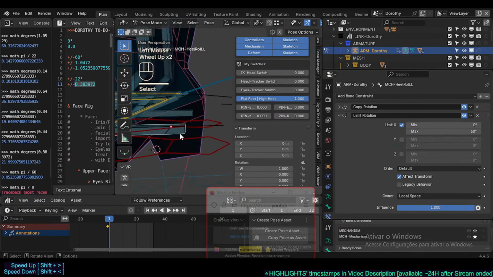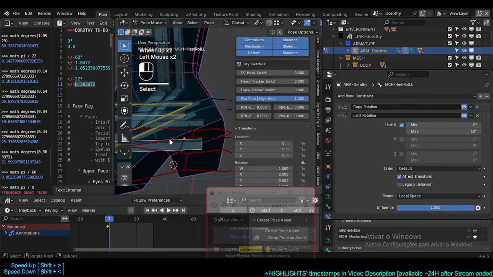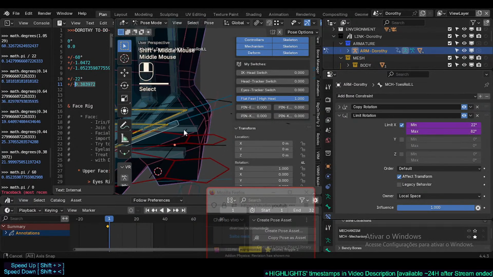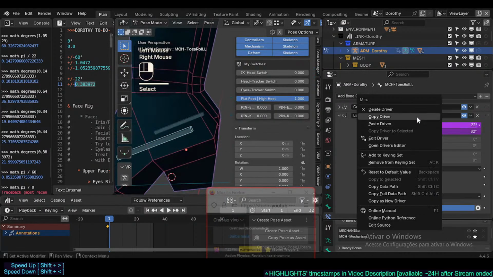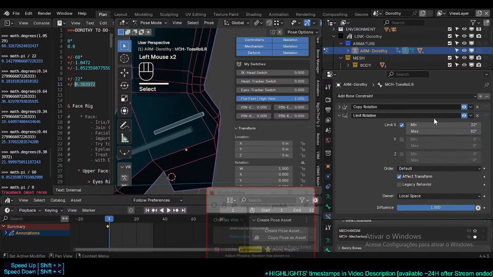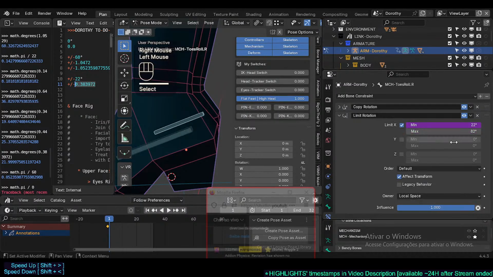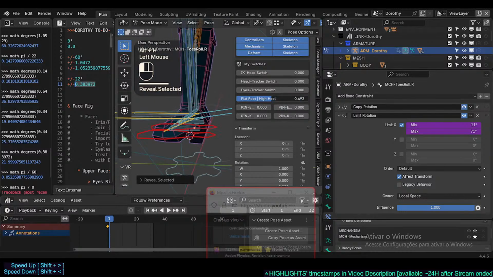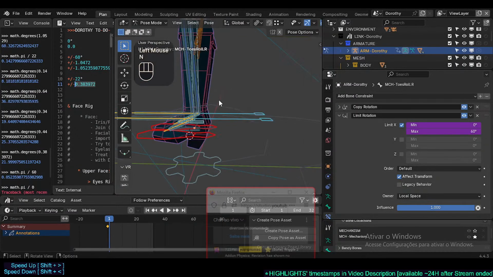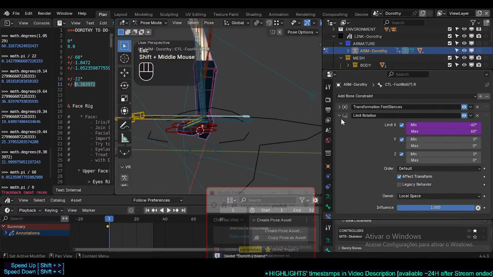And now this, actually this. Copy driver, paste driver, copy driver, paste driver. Yes, so now finally we have the setup.